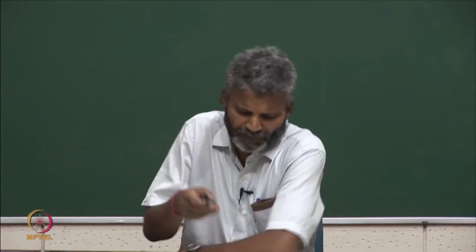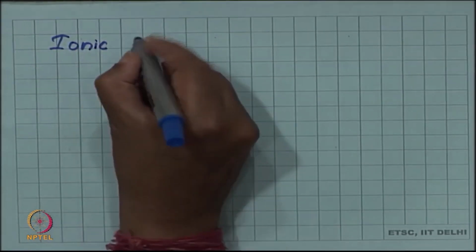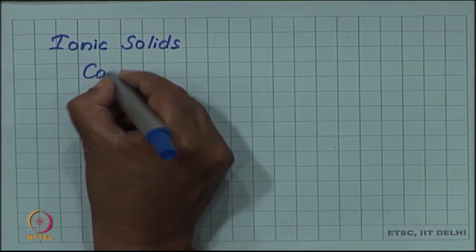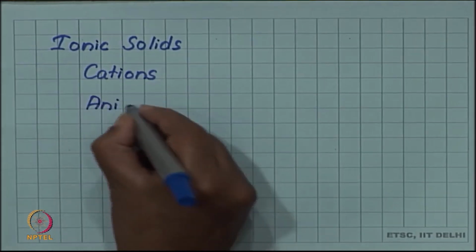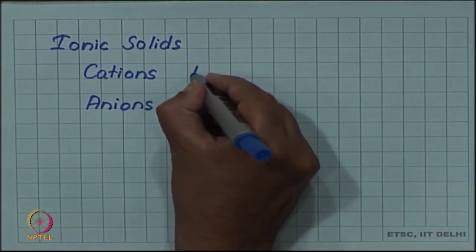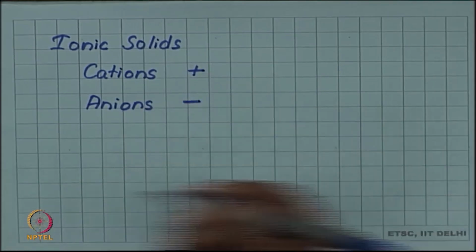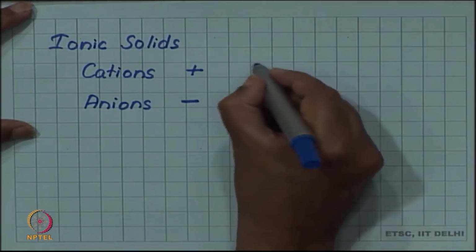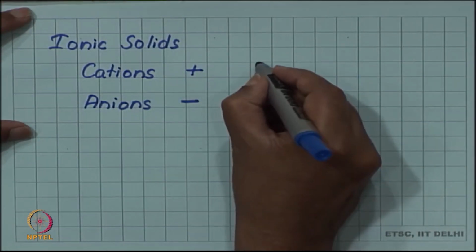So, now let us discuss ionic bonding in this slide. Ionic solids are made up of cations and anions. Cations are attracted to the cathode, so they are positively charged. The anions are attracted to the anode, so they are negatively charged. To get the positive charge, they lose electrons.